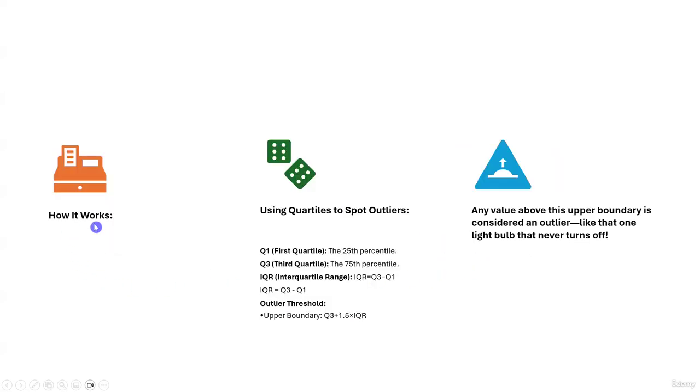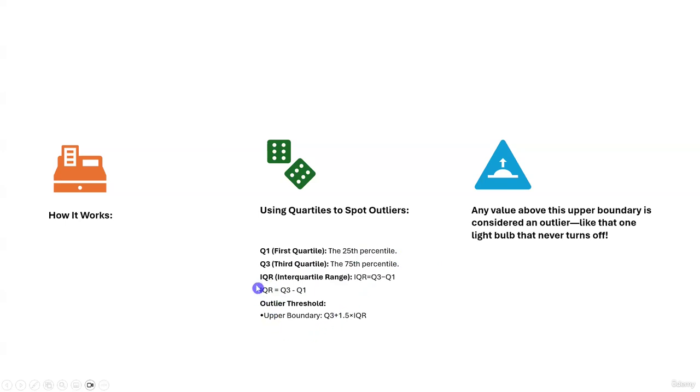So how does it work? To calculate an outlier, first we need to calculate the first quartile, which is the 25th percentile, the third quartile, which is the 75th percentile, and then something called the interquartile range. So what is this quantity? This is the difference between the 75th percentile and the 25th percentile.